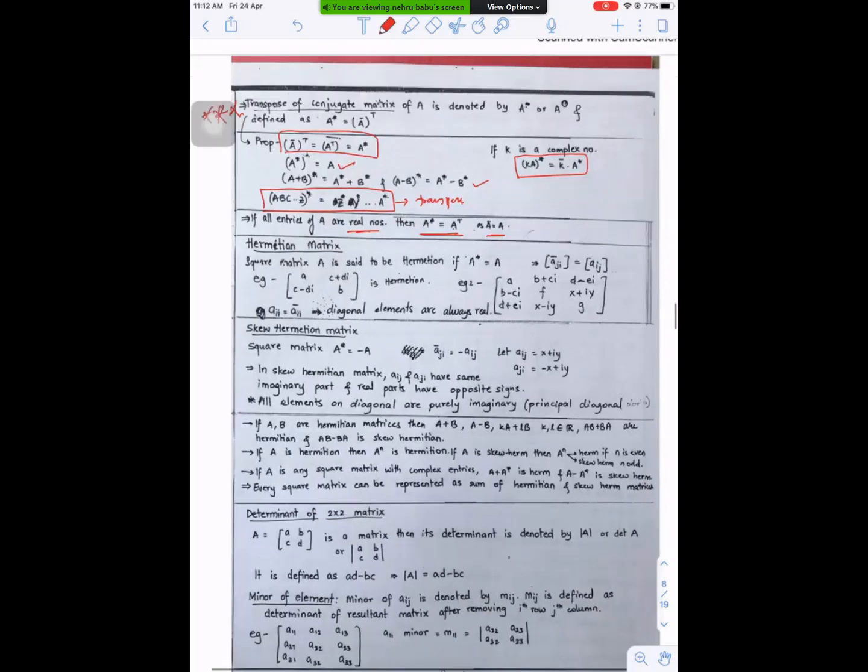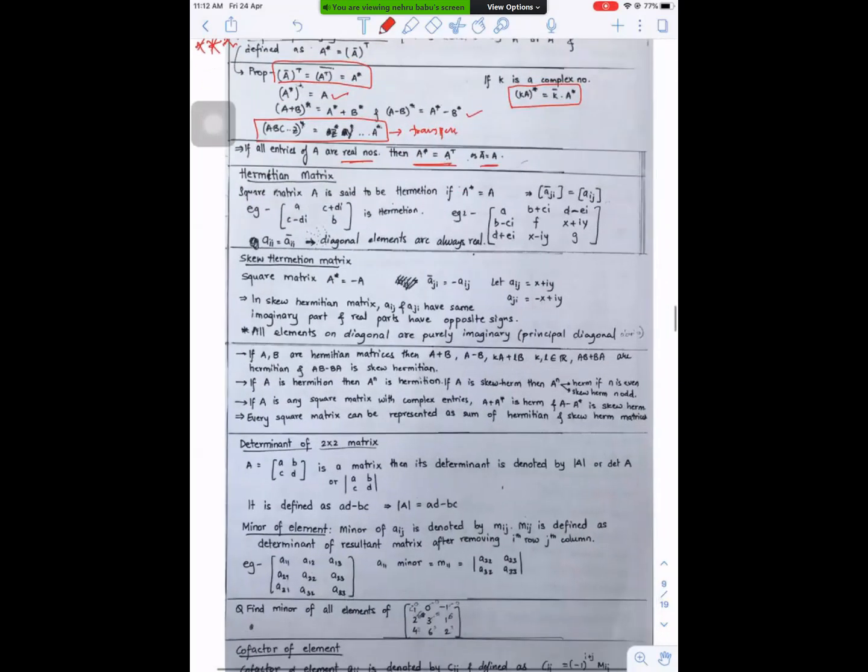Okay. Next definition, Hermitian matrix. The Hermitian matrix definition is A star equal to A. Then we are saying it is a Hermitian matrix. In this case, if you observe this example, all diagonal elements are real, because Aij and Aji bar are both the same. That's why diagonal elements are real. And for the remaining elements, Aij and Aji are conjugate to each other.